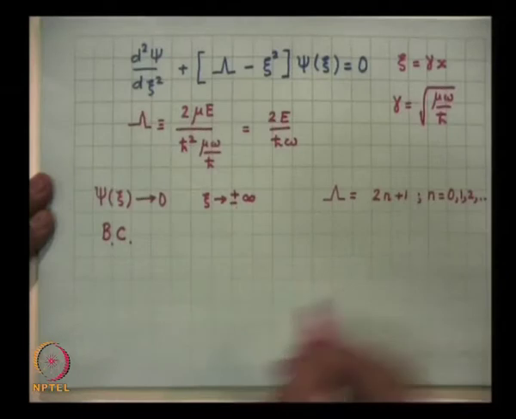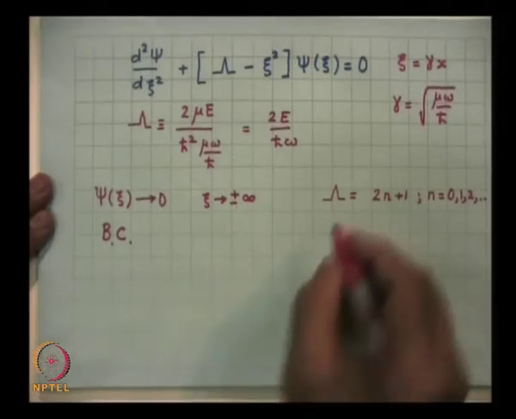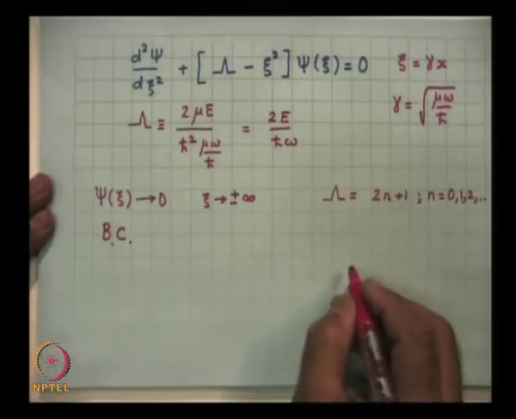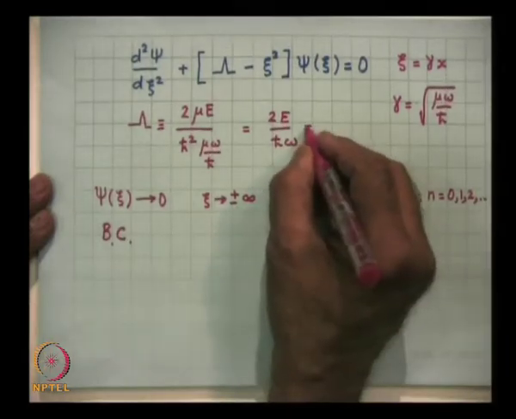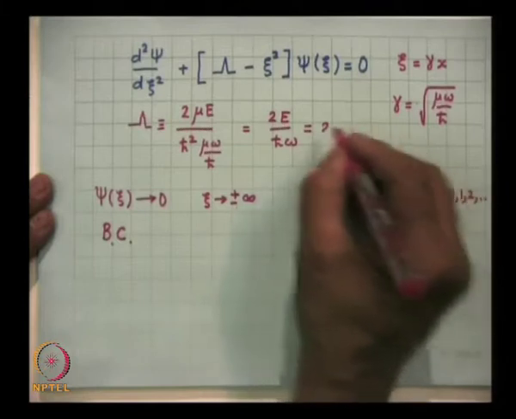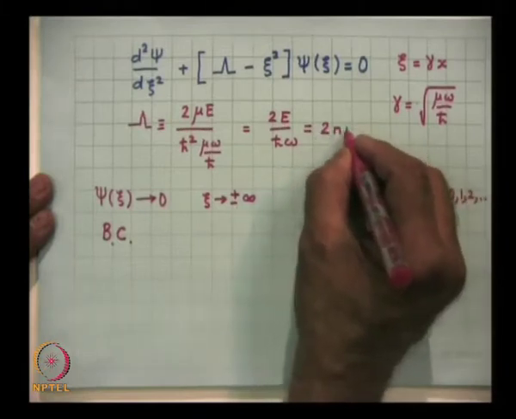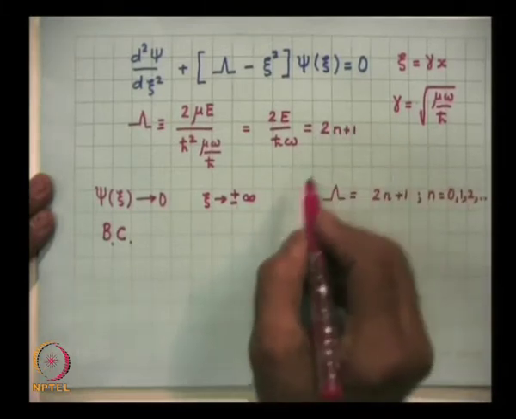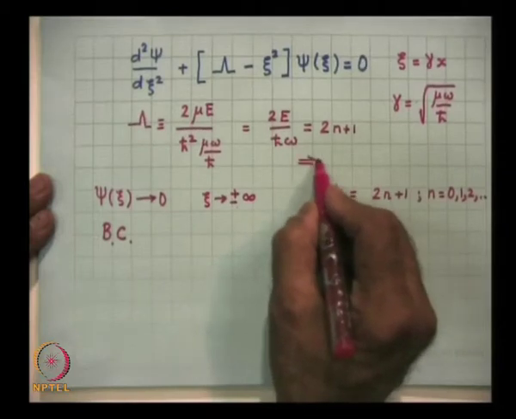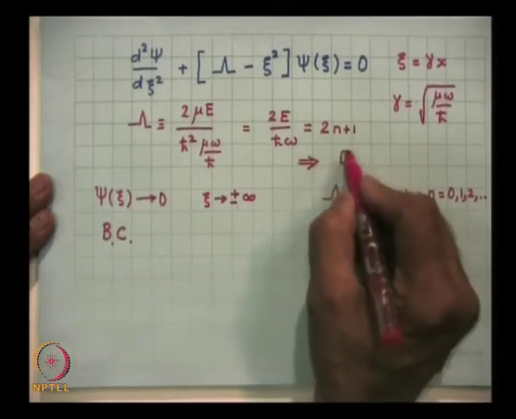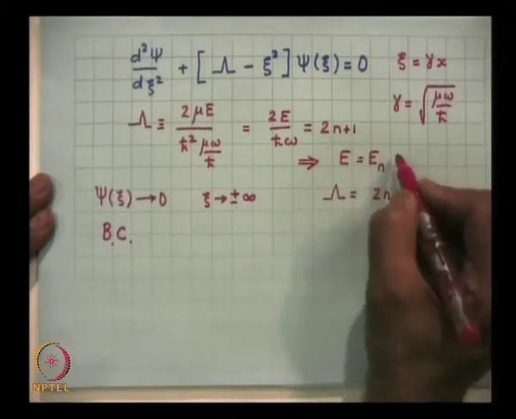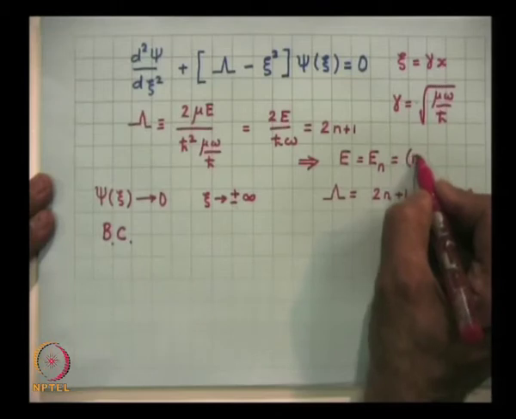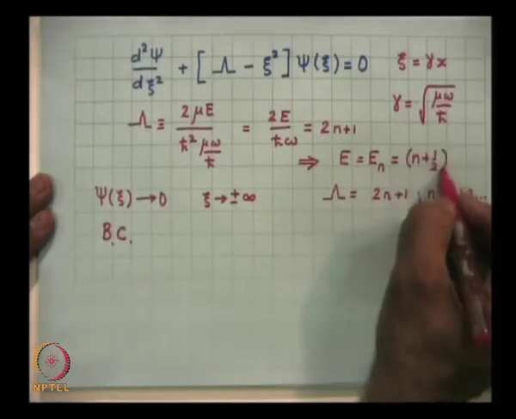So, these are the eigenvalues of the problem, and since lambda is equal to 2E by h cross omega, this means that this quantity must be equal to 2n plus 1, and therefore, this gives us the important result that the energy eigenvalues are quantized. We will have E is equal to E n, n plus half h cross omega.